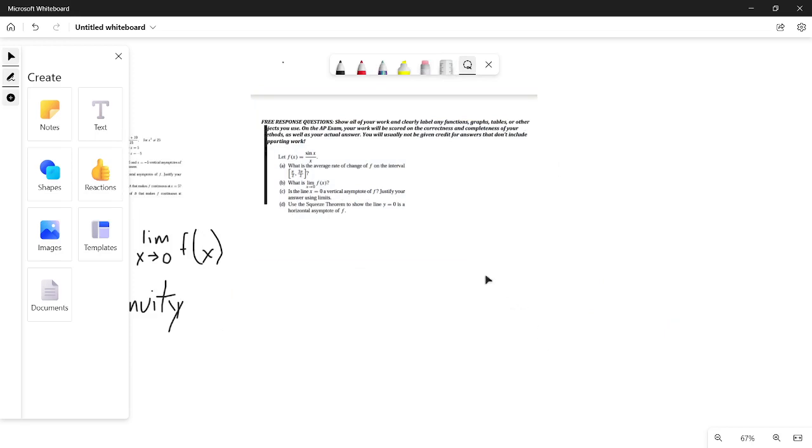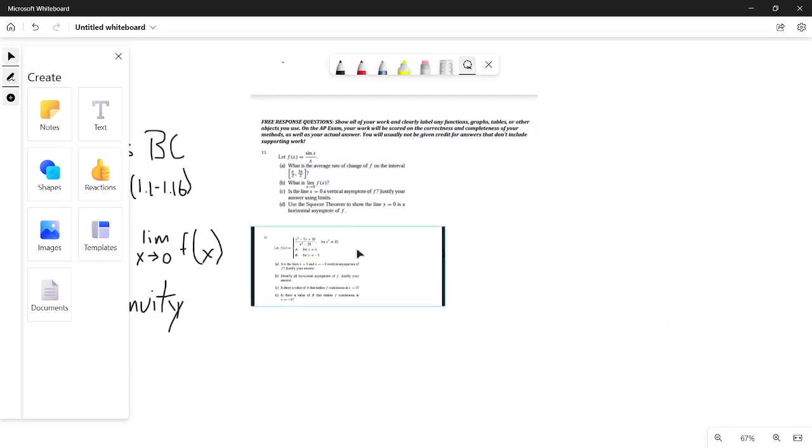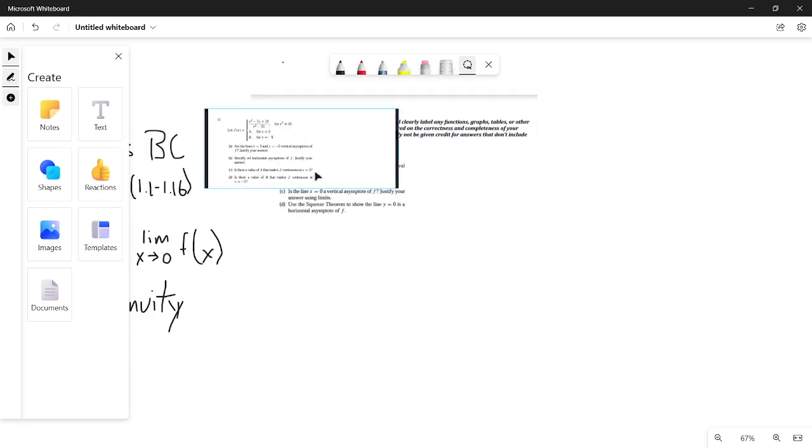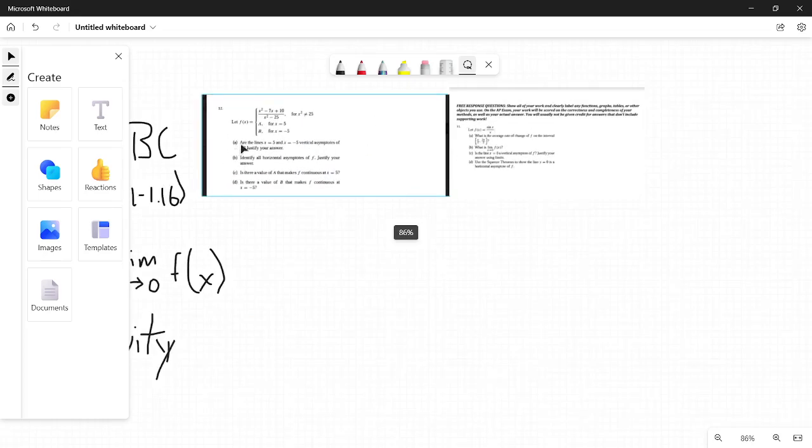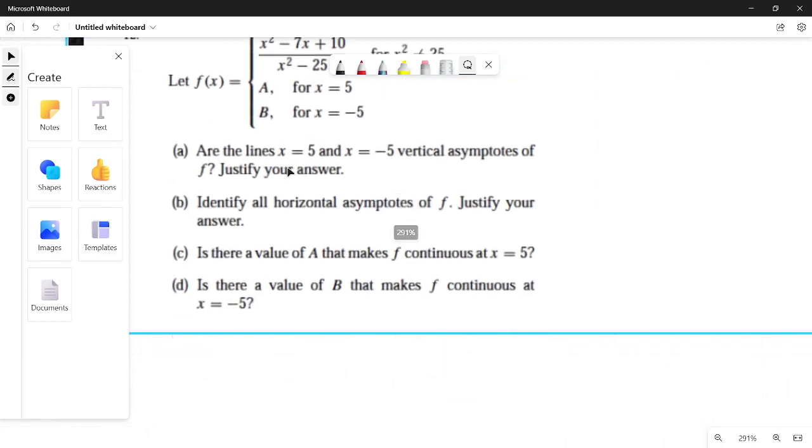If anyone wants this one, it's here. This is the next FRQ. If you want to do it, I just put it in the corner. I'll zoom in real quick so you can take a screenshot if you want.